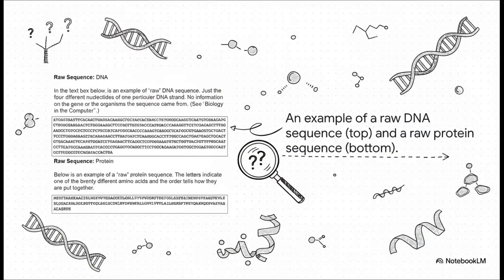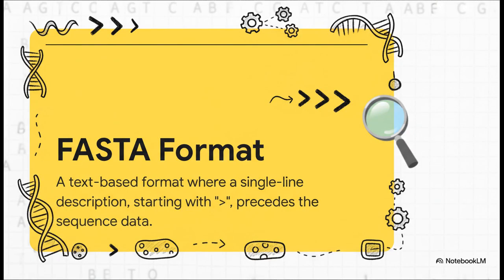And right away, you can see the massive problem with this. I mean, look at these sequences. You have absolutely no idea what they are. Okay, the top one is probably DNA, the bottom one protein, but from what organism? What gene is it? Are they even related? You just can't tell. This format is really only useful for tiny, specific scripts where you, the programmer, already know all the context. So to fix that glaring problem, we got the FASTA format.